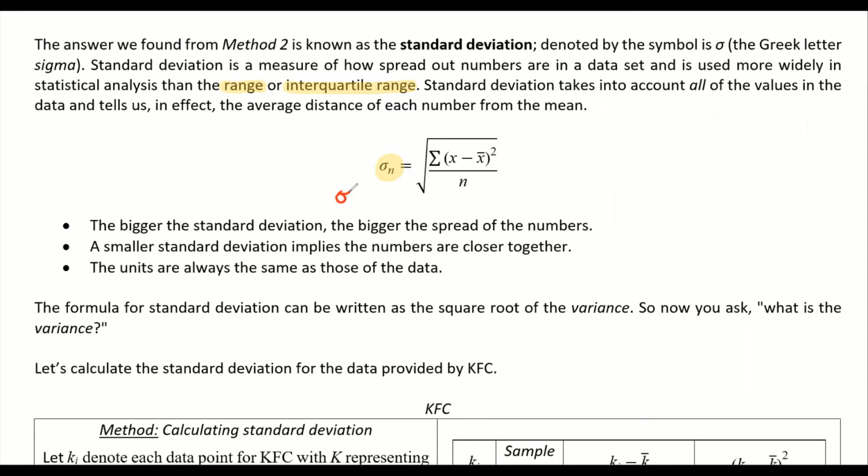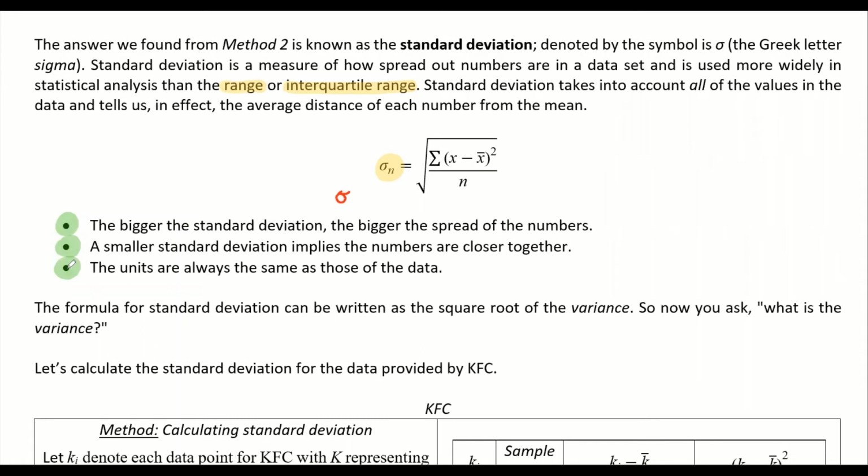Just some properties here as well. Obviously, the bigger the standard deviation, that means that the numbers are spread out more. And if it's smaller, it means that the numbers are close together. So that's that consistency argument. The closer the numbers are together, the more consistent it is. And importantly as well, the units are always the same as those of the data. So remember, whatever you're measuring, when we do the standard deviation, we square the measurements and then we square root them at the end. So they keep the same units as the data.